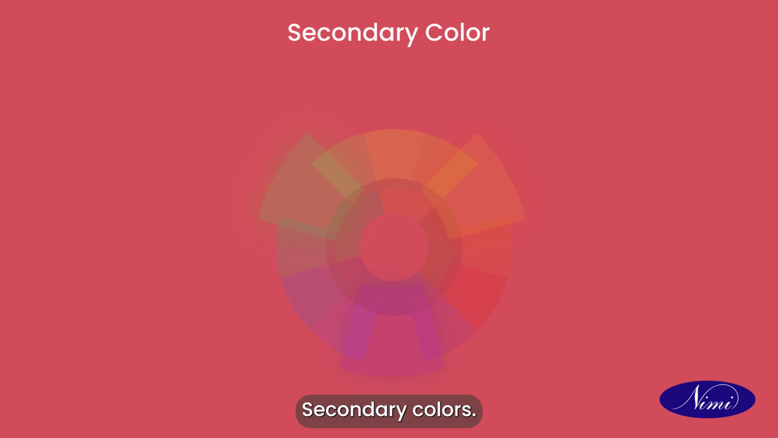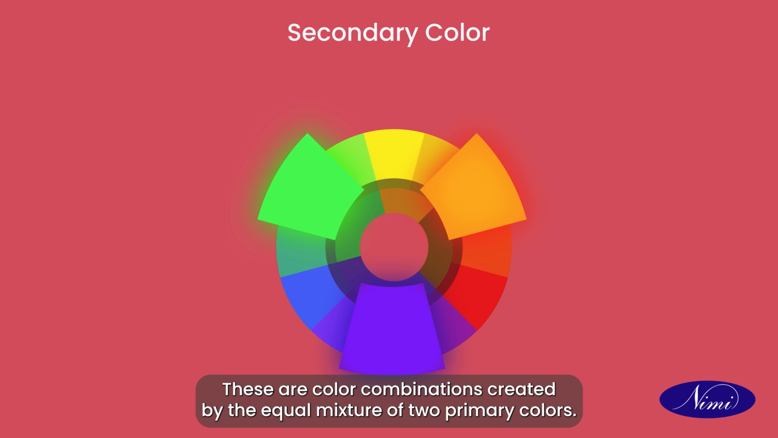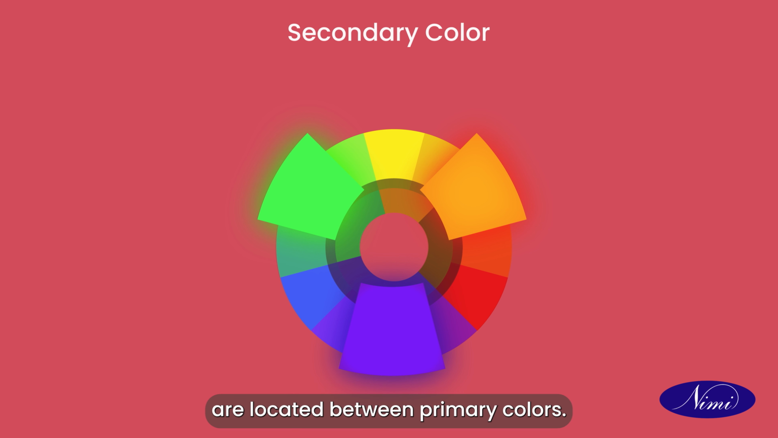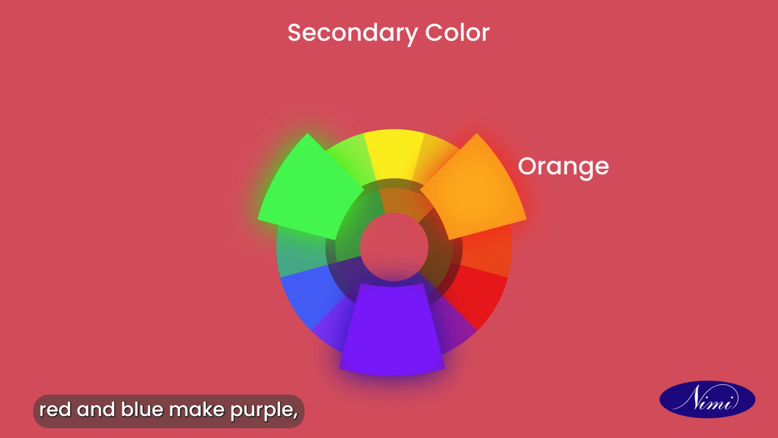Secondary colors. These are color combinations created by the equal mixture of 2 primary colors. On the color wheel, secondary colors are located between primary colors. According to the traditional color wheel, red and yellow make orange, red and blue make purple, blue and yellow make green.